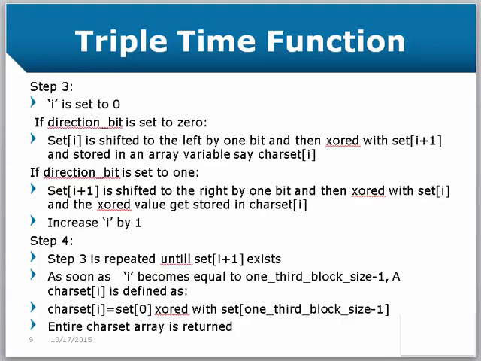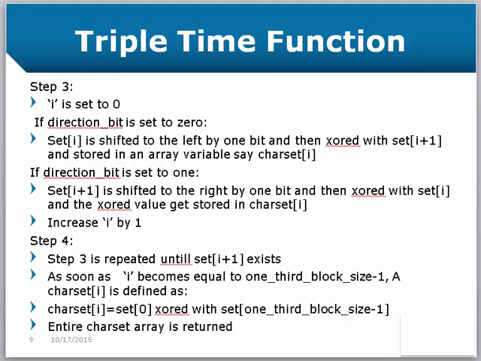I is set to 0. If the direction bit, which is a bit passed to the triple time function by the user or by the programmer, is set to 0, then set I is shifted to the left by 1 bit and then stored with the next set, that is set I plus 1, and then stored in an array variable, say character set. The programmer passes the direction bits according to the algorithm.